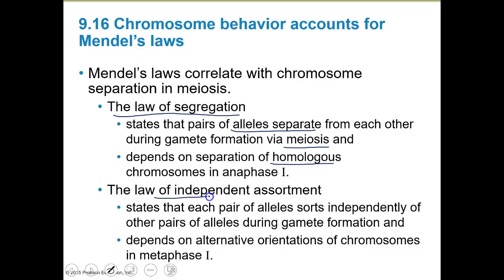The law of independent assortment states that each pair of alleles assorts independently of other pairs of alleles during gamete formation, so they're not dependent on another allele to tell them which way to go. And this depends on the alternate orientations of chromosomes in metaphase I. So, alternative orientations.